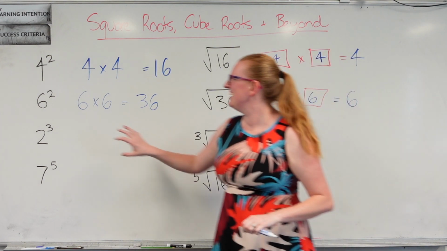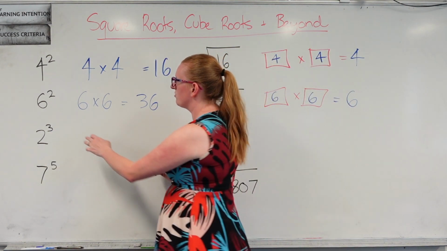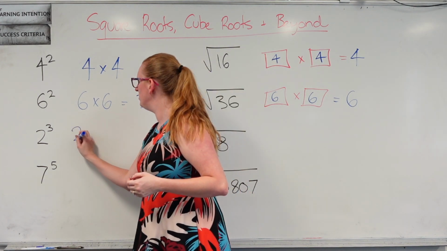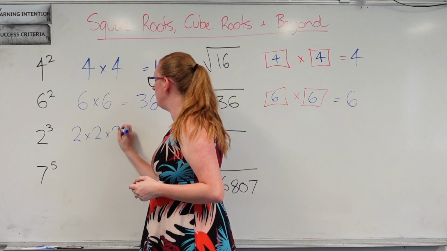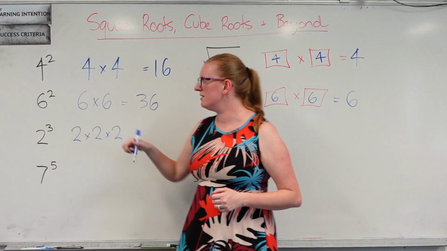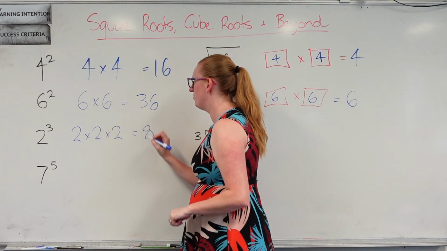Okay, cool. Now here I've got 2 to the power of 3. So rather than there being 2 of them, there's going to be 3. So it'll be 2 times 2 times 2. So 1, 2, 3, that's what our indice is telling us. So 2 2s are 4, times 2 is 8.